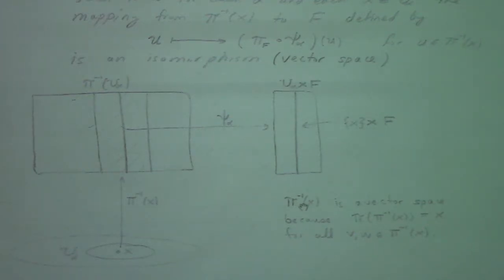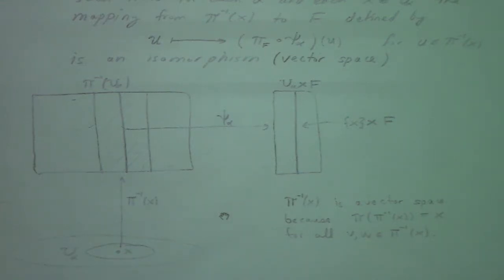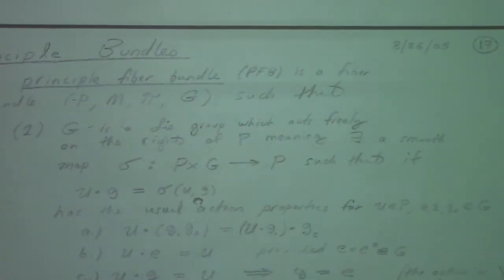Let's see here. So basically, pi inverse of x is a vector space because pi of pi inverse of x equals x, for all v and w in pi inverse of x. Whoa. Where are the v and w here? It's blowing my mind. I'm going to go on. I don't think I'm wrong, I just don't think I'm right. Okay, so moving on. Principal fiber bundles.